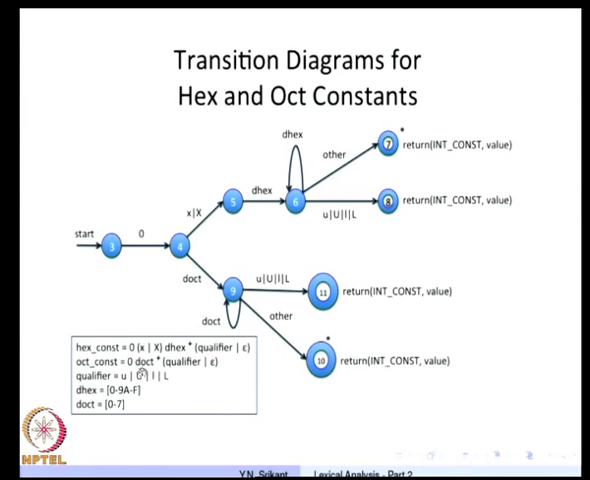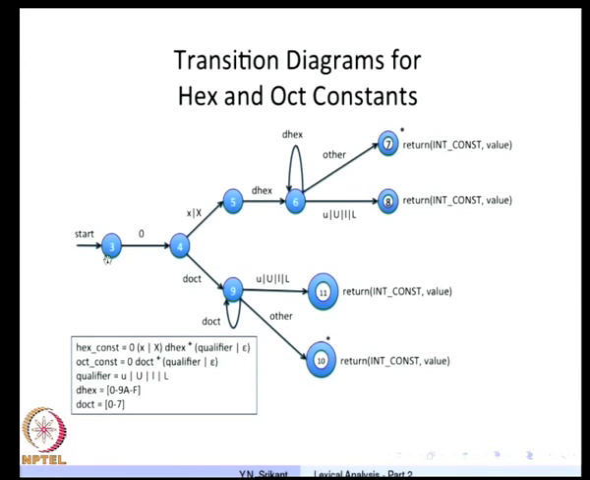Similarly, an octal constant starts with a 0, has the octal digits from 0 to 7 any number of times, followed by either a qualifier or nothing. So, these are the regular definitions for hexa constant and octal constant. So, let us see how it works in a transition diagram.